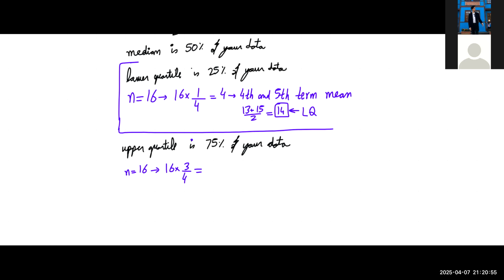Okay, anyways, 16 times 3 over 4 is going to be 12, which means that which terms do I need to find the average of? Leona, are you there? Can you hear me? Yeah, I can hear you now. So 16 times 3 over 4 is 12, which means that I need to find the average of which two terms? The 12th and the 13th. Exactly.